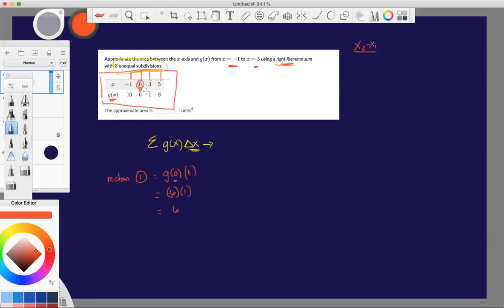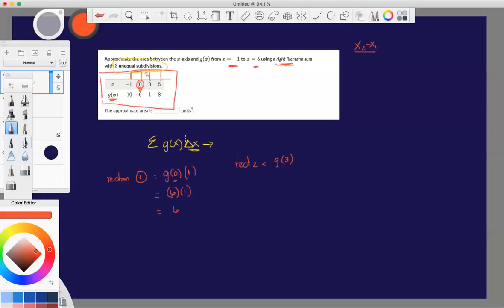Now, let's take a look at rectangle number 2. Okay, guys? So for rectangle number 2, this is your left side, this is your right side. So what's going to be our g sub x for this one? G of? 3. Very good. And then our delta x.